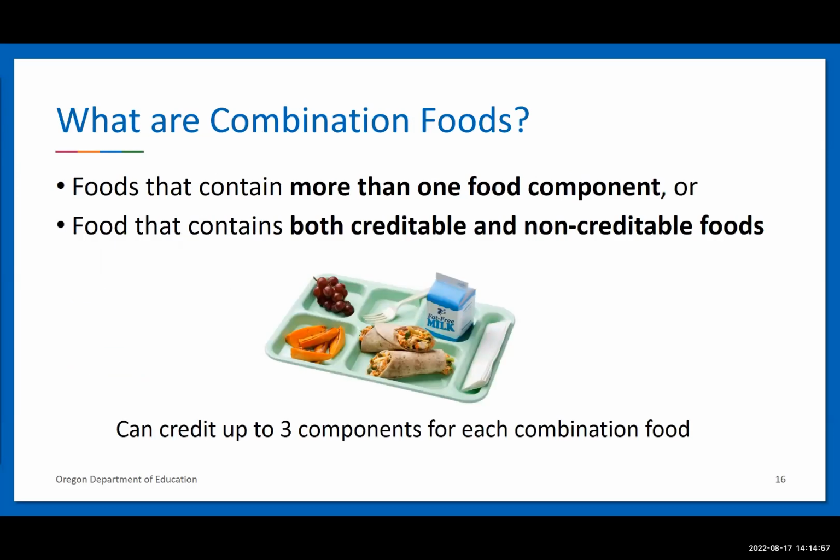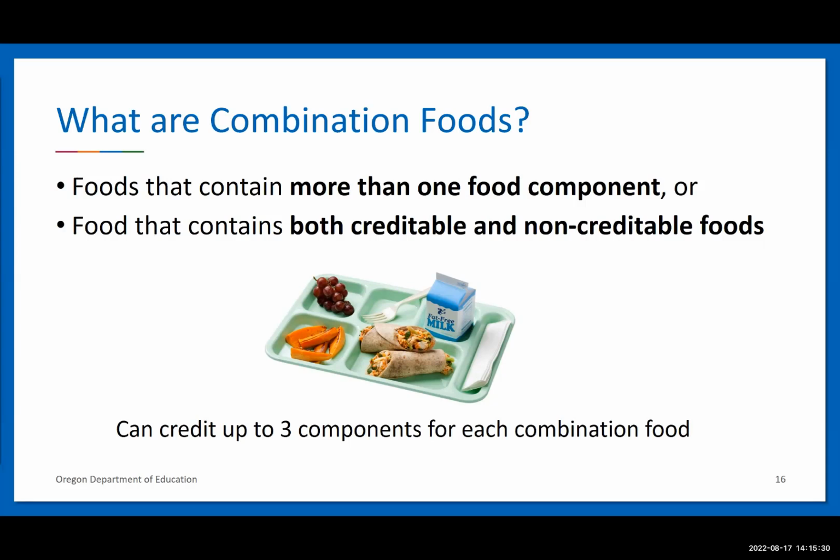First, let's define combination foods. Combination foods can be defined as either foods that contain more than one food component or foods that contain both creditable and non-creditable foods. For example, a burrito would be considered a combination food because it contains both a grain component and most of the time a meat or meat alternate component and maybe some vegetable components too. You can credit up to 3 different food components for each combination food.